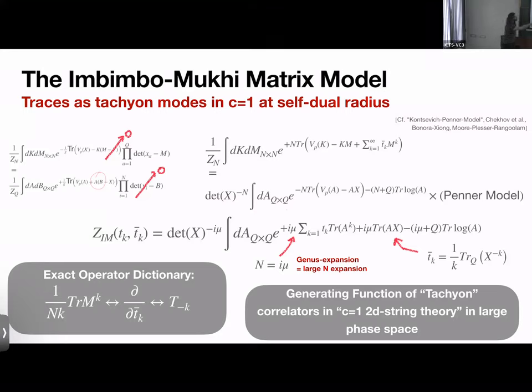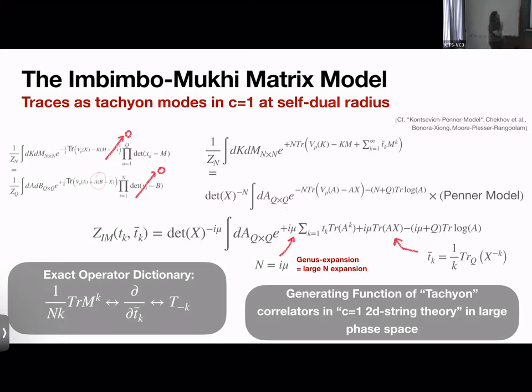The whole point of this matrix model was to think of it as a generating function for tachyon operators in the c equals one string theory. So how does this generating function work? Well, I take some derivative with respect to t bar k, and that corresponds to inserting some operator on the string theory side. That's just what a generating function does, right?